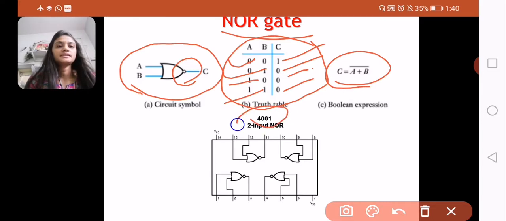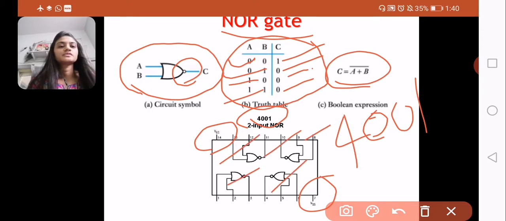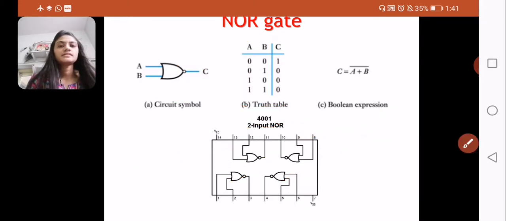Its IC number is 4001. It is a 14 pin IC: pin 7 is ground, pin 14 is VCC, and all other pins are used for input and output purposes. Here you can use 4 NOR logic gates in a single IC. So this was the NOR gate. All these things you have to remember.